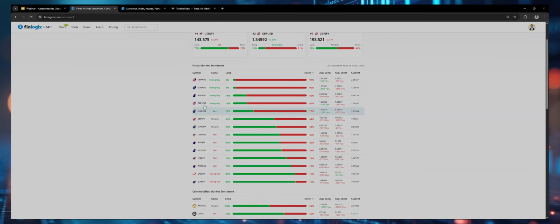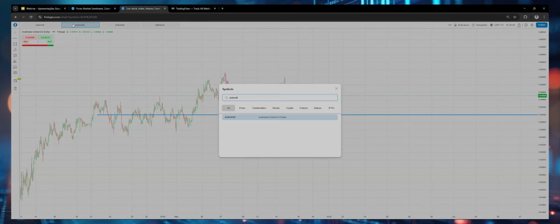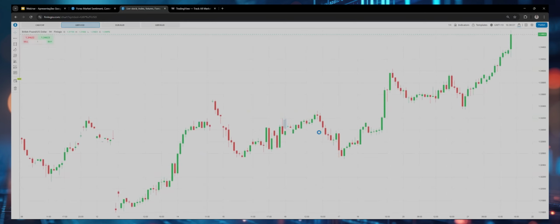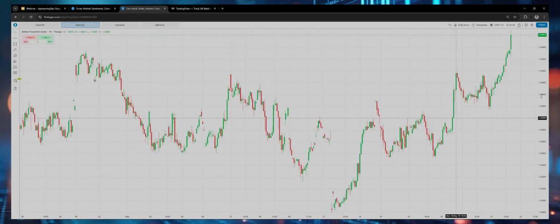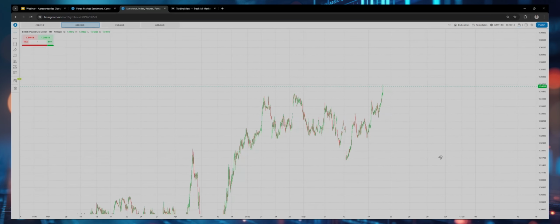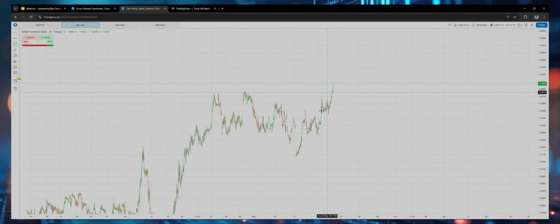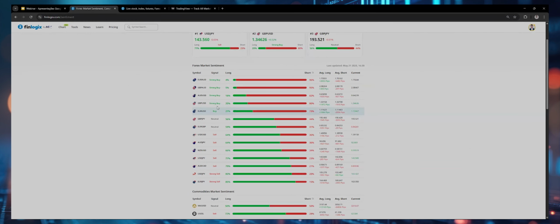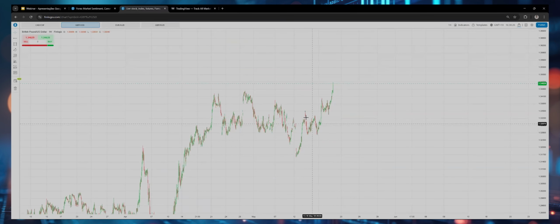GBPUSD long. Let's have a look at GBPUSD. Okay, yeah, I think we clearly missed the boat on this one. So it doesn't even bother us. But see, that was a good trade. If we came back maybe 3 to 4 hours ago, it was still a good trade to be taken. It just shows how powerful this strategy is.